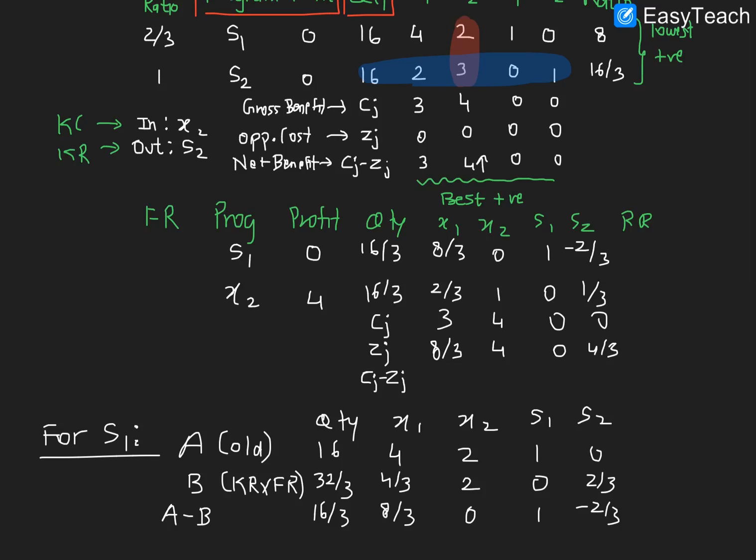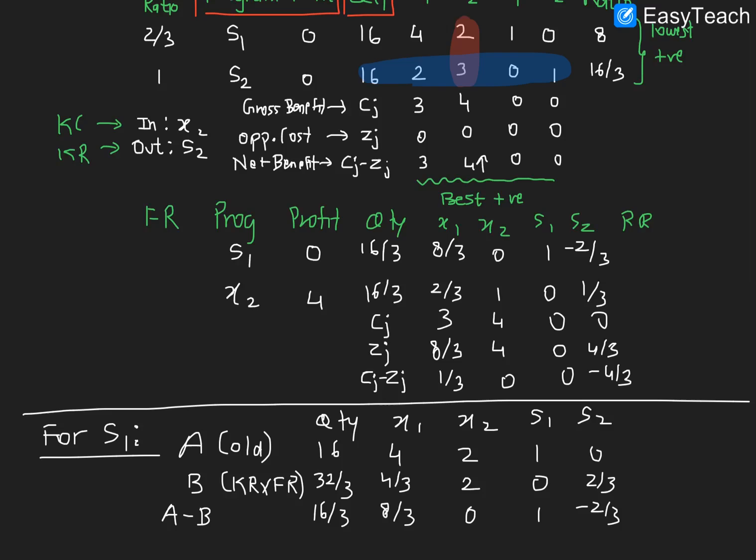Then we take the net effect Cj minus Zj, which is 3 minus 8 by 3. 3 minus 8 by 3, that will give us 1 by 3. And we have 0, 0 minus 4 by 3. Now observe here that Cj minus Zj for S2, now it is minus 4 by 3. Now this minus 4 by 3 is also called as shadow price.